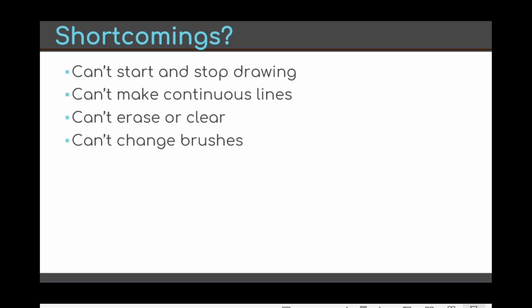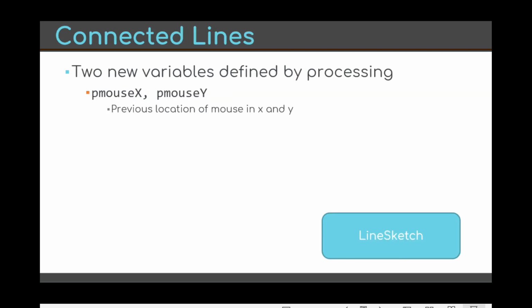So we can't start or stop the drawing. We can't make continuous lines. We can't erase or clear. We can't change the color. Right, so let's maybe build up to some of these. Connected lines.